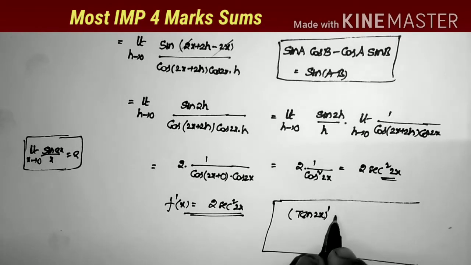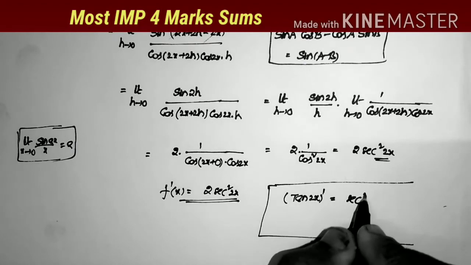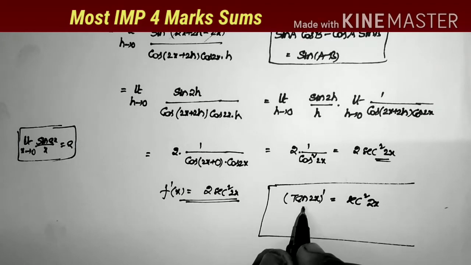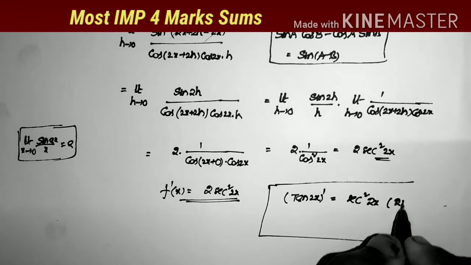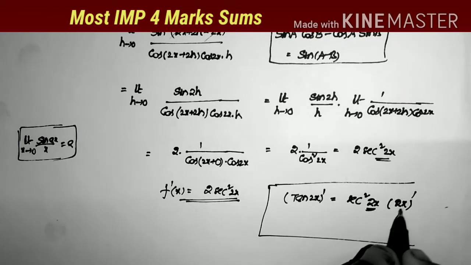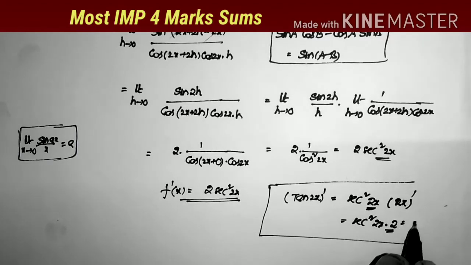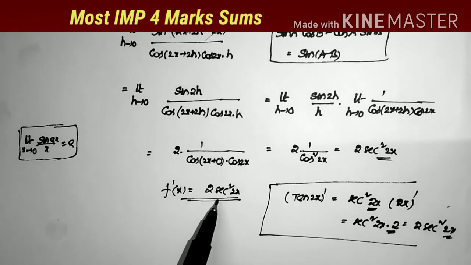Tan 2x. What is tan 2x derivative? What is d by dx of tan x? Secant square x. Tan x derivative is equal to secant square x. Tan 2x derivative is equal to secant square 2x. But what is x value? In place of x we have 2x. Again 2x derivative. That is secant square 2x into again 2x derivative 2. That is, the answer is equal to 2 secant square 2x.